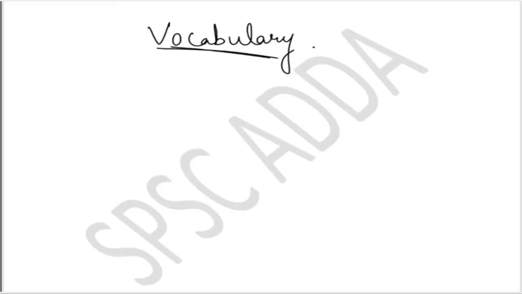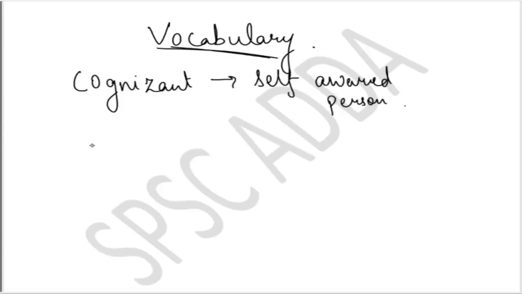Okay. So first word is cognizant. Have you ever heard of it? Yes, ma'am. What does it mean? Aware. Very good. Cognizant is self-aware person. What does word blasphemy mean? Something against God. Offensive. That is blasphemy. Have you ever heard of the word Bohemian?